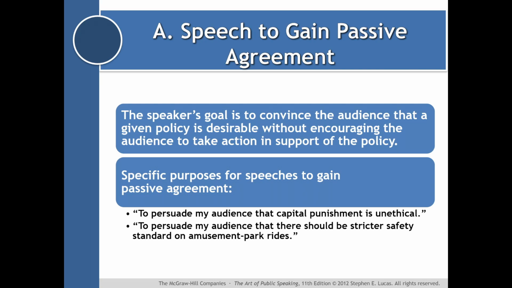That's the simplest way to explain this. Maybe another specific purpose: to persuade my audience that there should be stricter safety standards on amusement park rides. So you want to argue that the current amusement park rides are not safe, and then you want stricter safety standards. So you want them to agree with you.